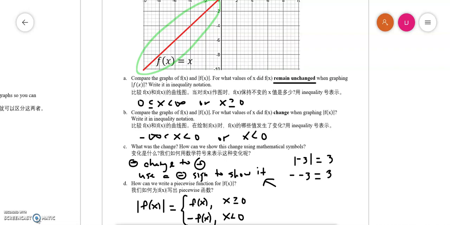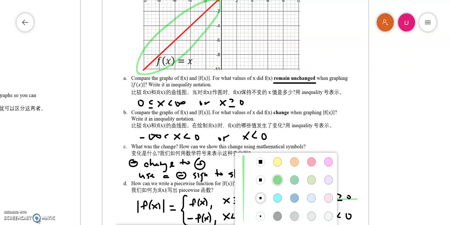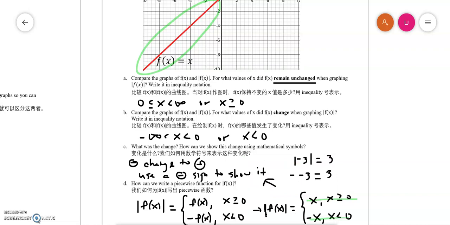And let's actually make this applicable to our specific function. We have absolute value of f of x is equal to this function. F of x was equal to x when x is greater than or equal to 0, versus it's negative x when x is less than 0. So again, that is how we can write an absolute value function as a piecewise, by determining where the function stayed the same, which was up here, versus where it was different, which was down here.